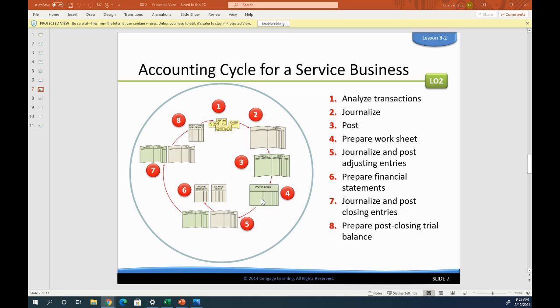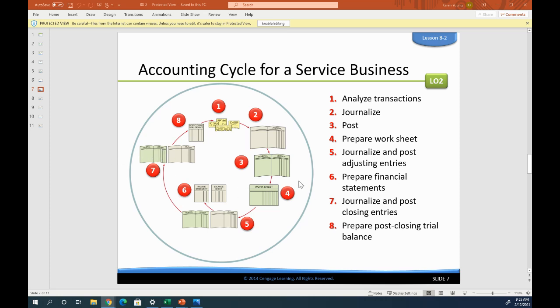From there, we used this worksheet to prepare our financial statements. We did an income statement and a balance sheet, and we prepared these in financial accounting format for other people to read and interpret, whereas the worksheet is more of an internal rough draft type document.